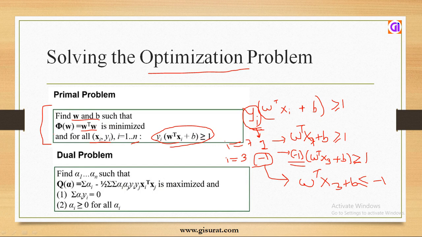We want to find W and B such that the function of W, which is W into W, is minimized, and for all xi, yi where yi times (wT xi plus b) is greater than or equal to 1.